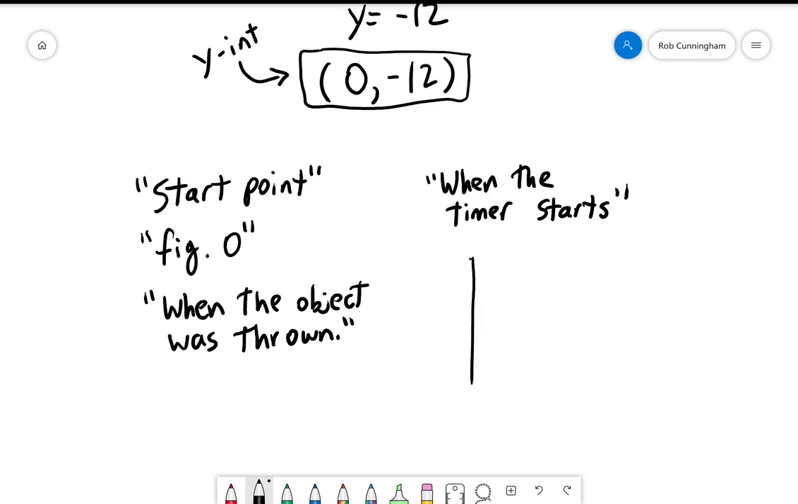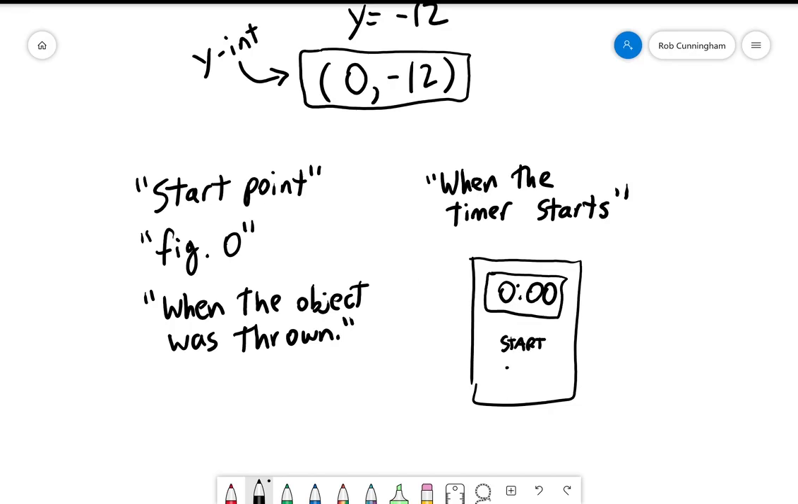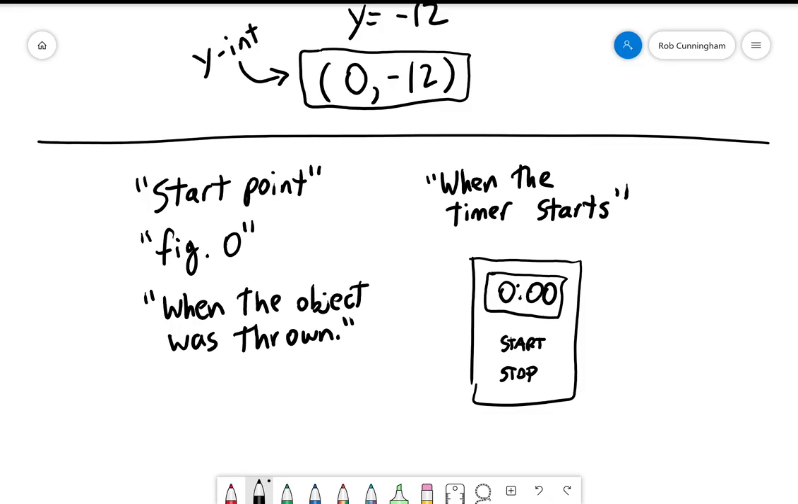right? If I have a stopwatch and I start that stopwatch, it always starts at 0, 0. Right? So the moment I hit the start button, that is time equals 0. That is essentially the y-intercept if I was to graph whatever it was that I was graphing over time. Okay, let's look at a couple of examples of practical problems involving the y-intercept, and then we'll be done.